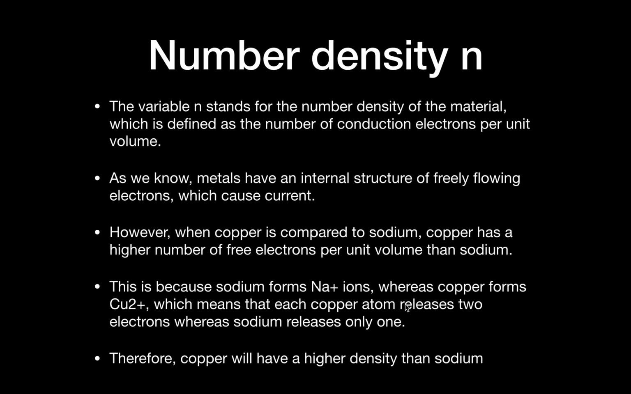But once you compare that to copper, copper forms Cu2+ ions. That means each copper atom releases two electrons, whereas sodium only releases one. So per atom, there are twice as many electrons in copper than in sodium. Therefore, we can safely say that copper will have a higher number density than sodium. This is just a result of the way in which different metals form ions.